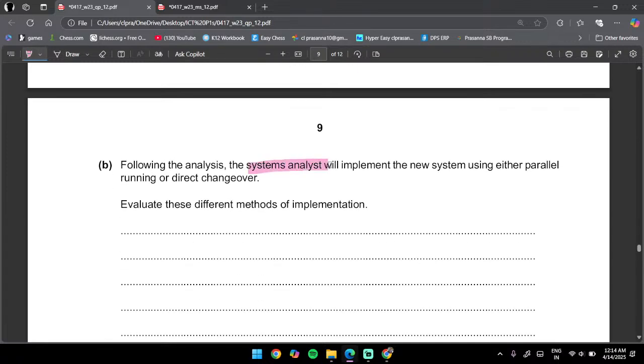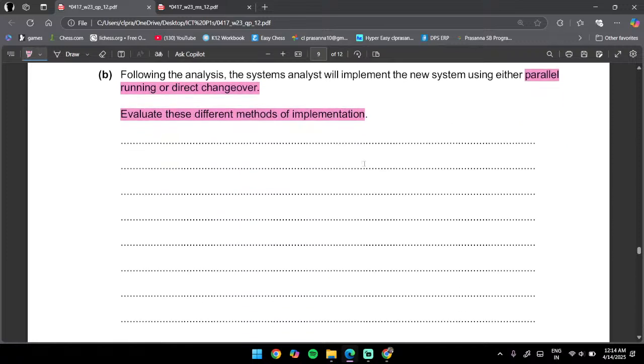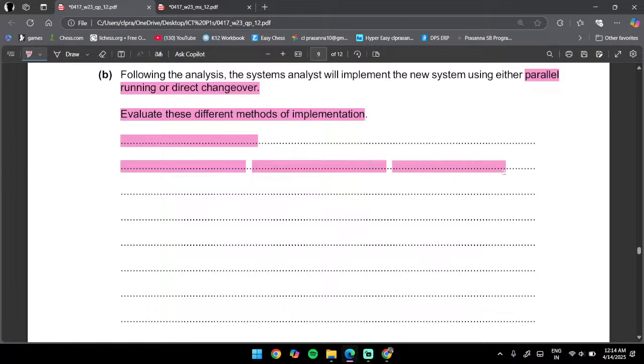Following the analysis, the system analyst will implement the new system using either parallel running or direct changeover. Evaluate these different methods of implementation. Okay, so starting with parallel running, both systems will be used simultaneously. It will allow the workers to train gradually. There could be increased data redundancy or double entering of data. It's more expensive and time consuming. Then it's 6 marks, so three points for both of them. What else do you know about parallel? Okay, that's all I can think of.